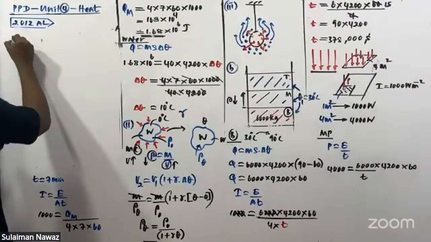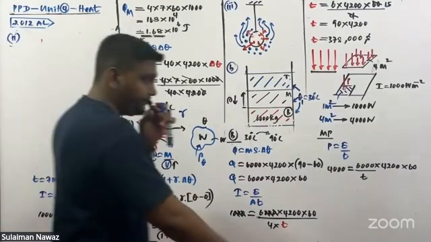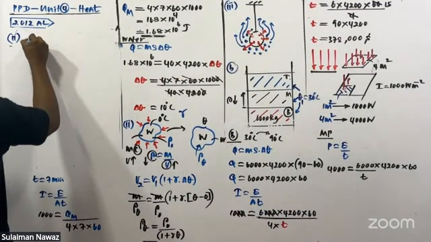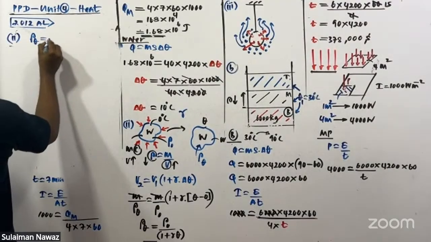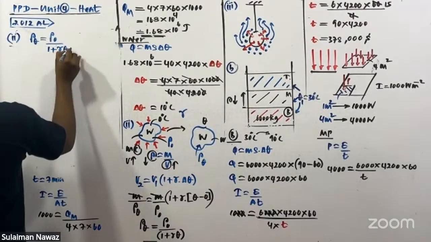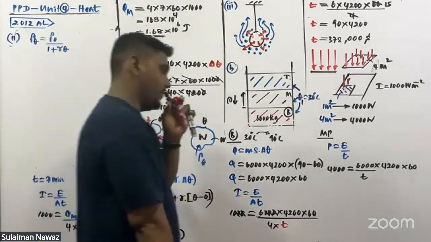Problem number 2. Here we derive the equation. Rho theta means what? Now remember this equation, learn it by heart. Rho theta means rho naught into 1 plus gamma delta theta. Okay.